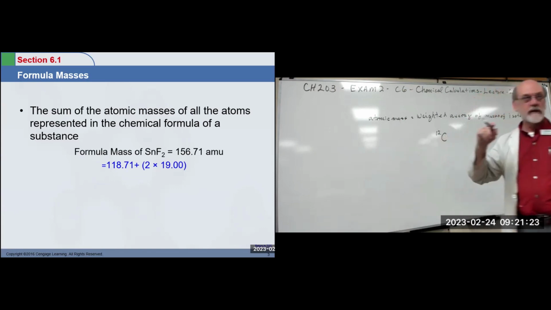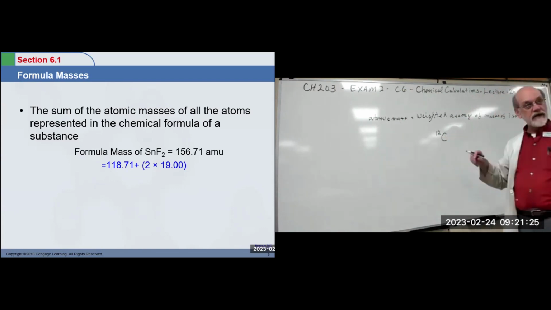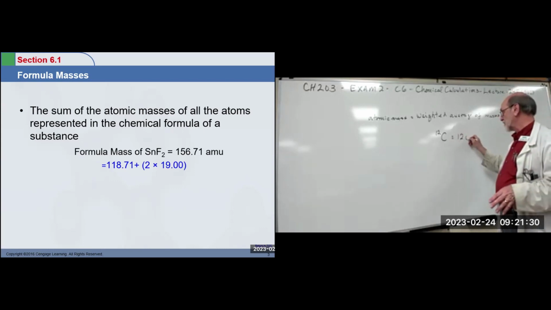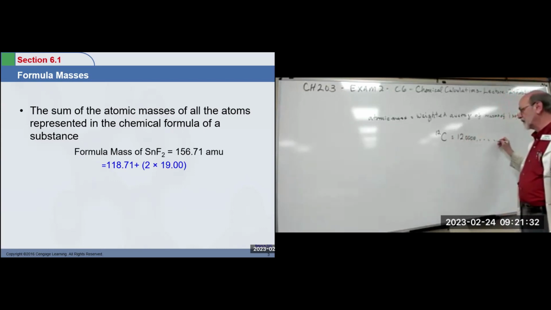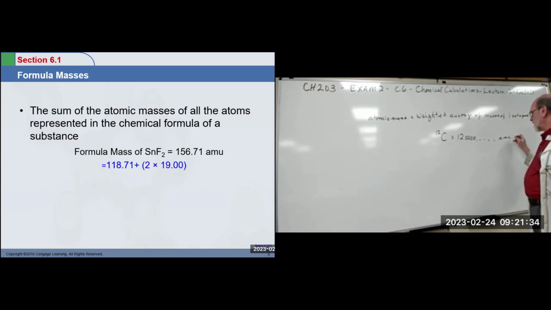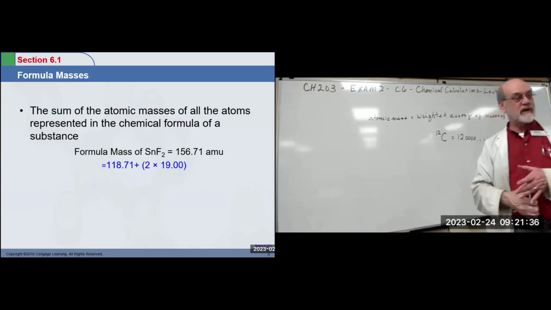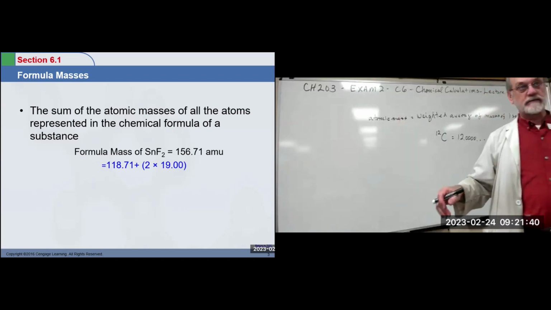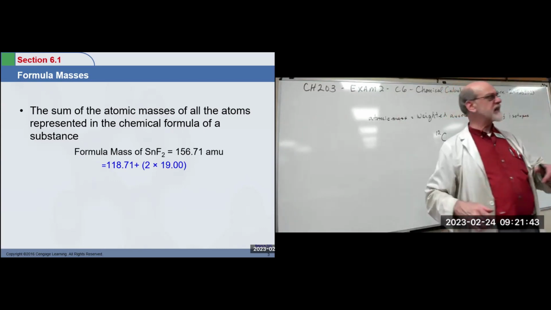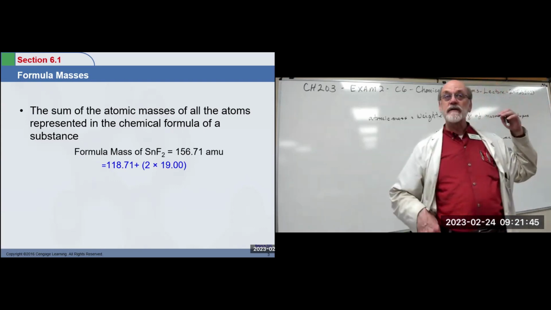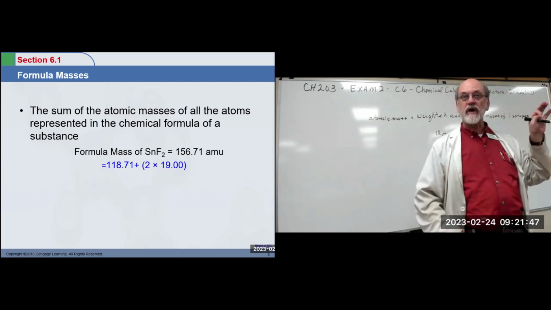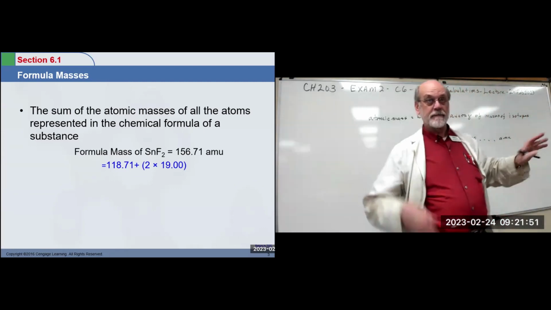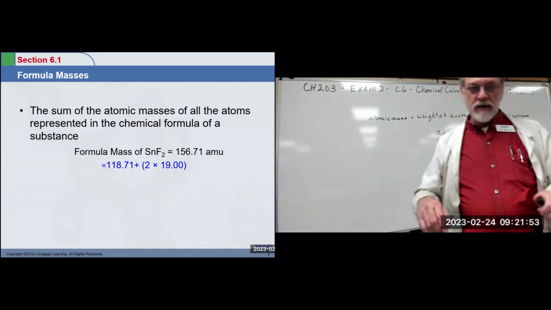Carbon 12. Carbon 12 is given by convention 12 atomic mass units per atom of that isotope. And that's what everything else is based on. So not even carbon up there will have a whole number 12 because there are other isotopes of carbon that have to be averaged in. Okay.